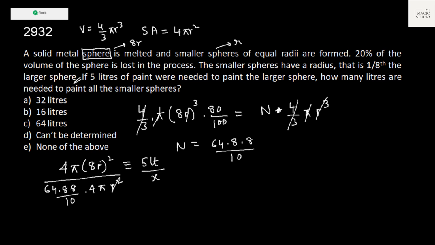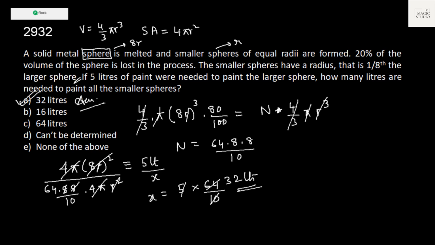Let's see. r cancels out, 4 pi cancels out. This is 8 square, 8, 8 gone. So x is 5 into 64 by 10. That is 32. So we need 32 liters of paint to paint all the smaller spheres. Option A is the pick here.